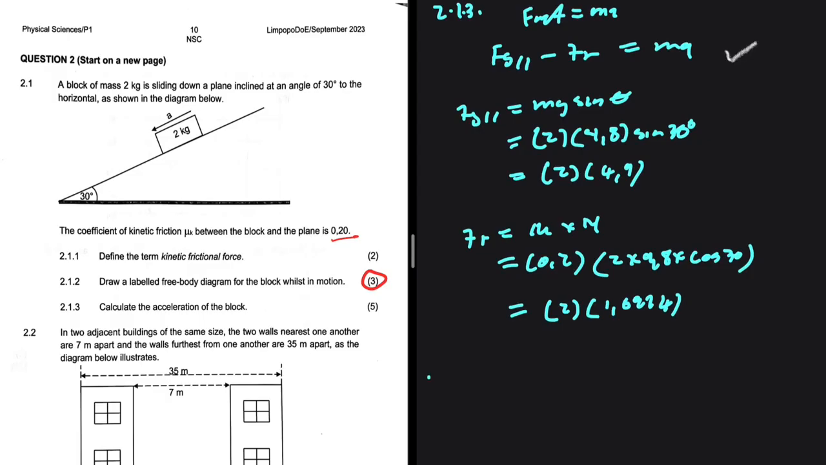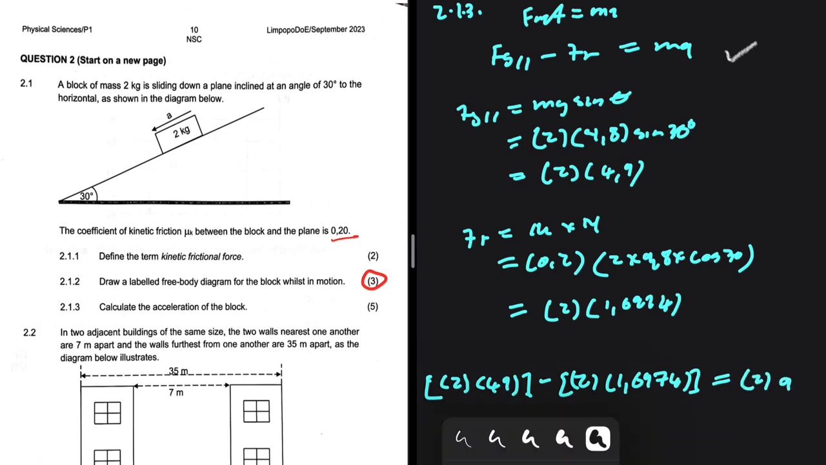FG parallel, that is 2 multiplied by 4.9, minus the frictional force, that is 2 multiplied by 1.6974. This is equal to MA. The mass of our object is 2 kg. The acceleration is what we're interested in. It will be easy to see what we need to do here. We are dividing by 2 on both sides. So let's just go ahead and do that.